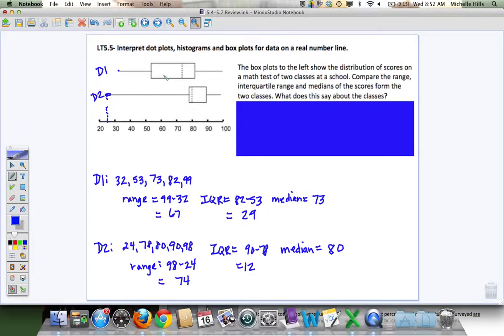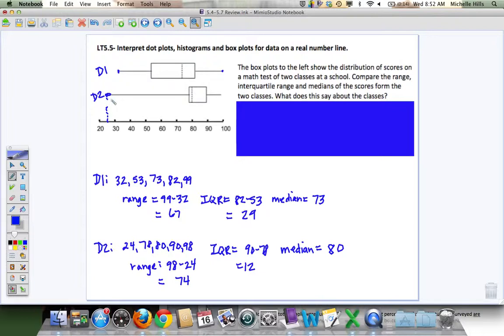Whereas the first class, even though the lowest score wasn't as low, and the highest score was maybe 1 point higher, has a much broader distribution of scores, and not nearly as many students scored well. 50% of the class scored between about a 53%, an F, and about an 82%, a B minus. And actually half of the class scored below the median of 73. So half of the class scored below a 73, whereas in this class, 3/4 of the class scored above a 78.